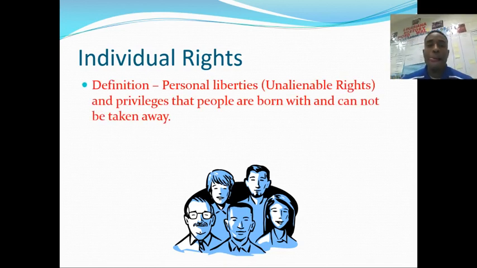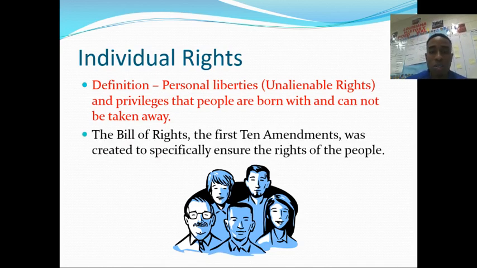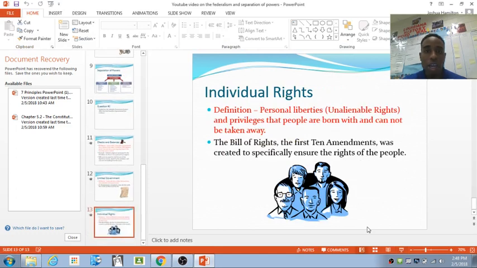Individual rights, those are the personal liberties, the unalienable rights as it states in the Constitution that can't be taken away, that people born here are given by our Constitution. And they're first identified in the Bill of Rights, which are the first 10 amendments of our U.S. Constitution that specifically ensure the rights of those people, like freedom of speech, right to bear arms, right to a speedy trial. All right, that ends that slideshow.